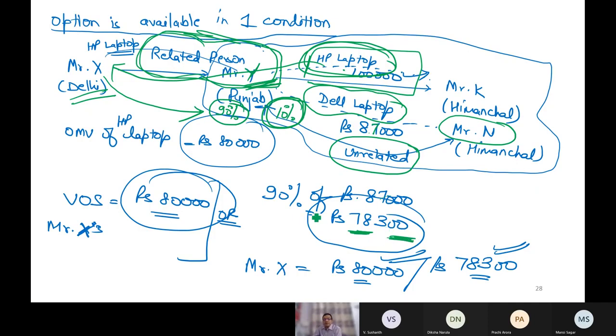I hope the chain is clear, that why this 90% of 87,000 is 78,300, because Mr. N is an unrelated person. If he is being charged 87, then the supplier of Mr. N is Mr. Y. At least 10% he must be earning. So his cost would have been 78,300. And whatever is his cost, it will be assumed that Mr. X's sale value is his cost. So these are the options available. Mr. X can take the supply as 80,000, no issue. But if he wants, he can also take the value as 78,300. In this way, the government thinks that 78,300 is the genuine price.